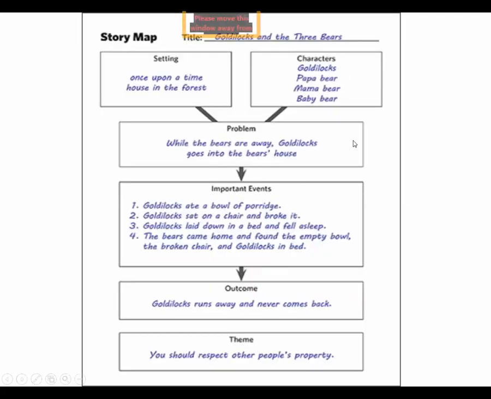This is how you can ask the students to make the map. ठीक है, this is the story map. Setting, इस तरह से मैप बना देंगे. सेटिंग है, करेक्टर है. The students can find out the setting from the text and they can write it over here. They can mention the characters. This story map is of the story of Goldilocks and the three bears. आप लोगों ने स्टोरी सुनी होगी जो थ्री bears होते हैं, पापा bear, mama bear and baby bear, right?